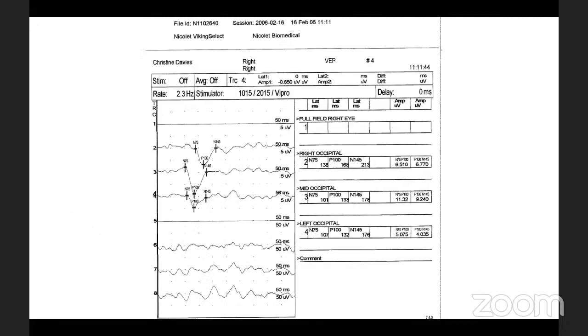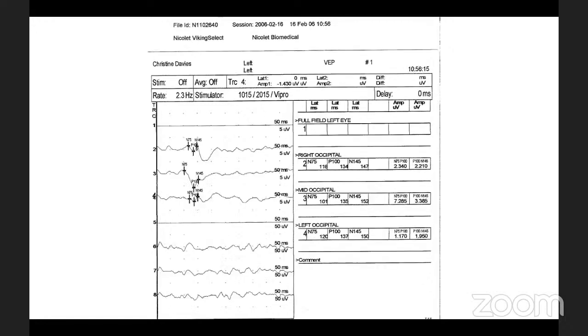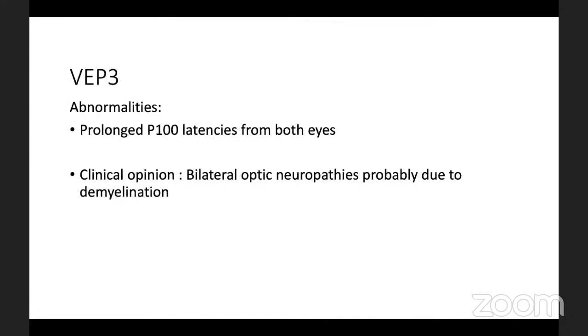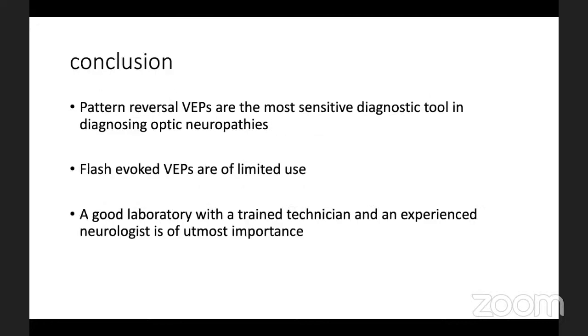This is the third visual evoked potentials example, and it is clearly delayed. The P100 value is 133 milliseconds and the amplitude is normal. And on the left eye, 135 milliseconds and the amplitude is again normal, indicating a bilateral optic neuropathy, probably due to demyelination.